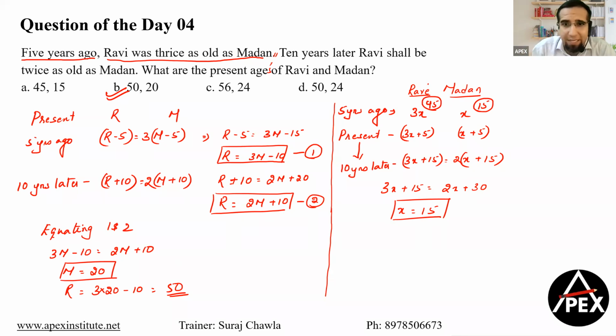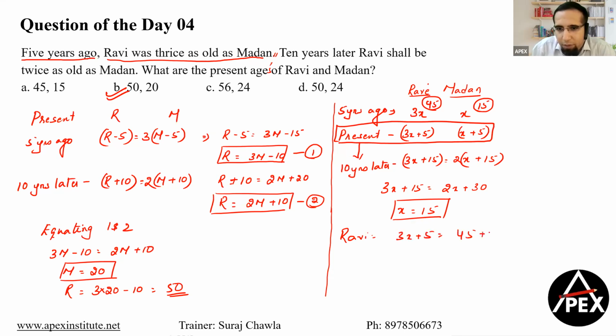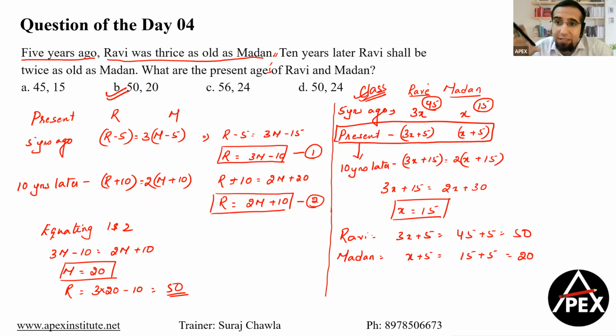So if you want their present ages, then the present ages are 3x plus 5 and x plus 5. So therefore, present age of Ravi will be 3x plus 5, which is equal to 45 plus 5, which is equal to 50. And present age of Madan will be x plus 5, which is nothing but 15 plus 5. And finally, the answer here becomes 20. So we can solve with the help of one variable also. This is something that we discussed in the classroom as well. But if you are going by this approach, please remember x is their age 5 years ago. We did not assume x as their present age. So this is how you solve this question with one variable here, guys.